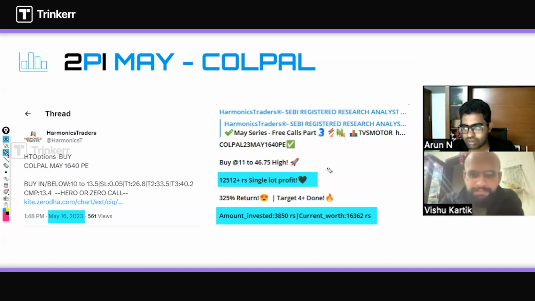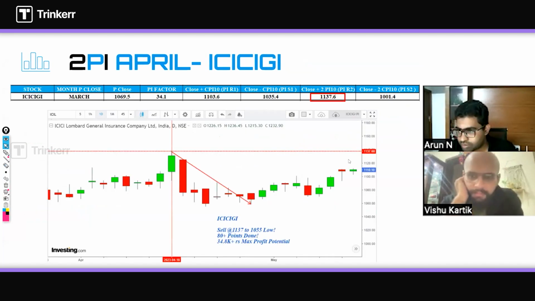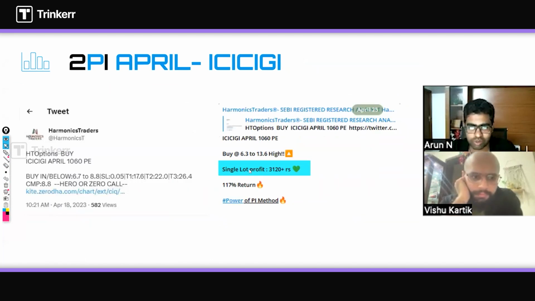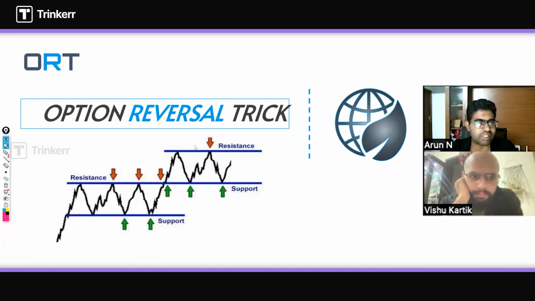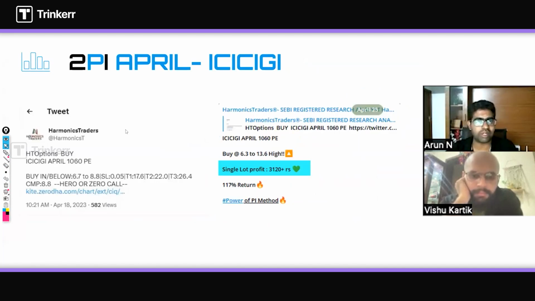Okay, so we'll move on to the next part. This is another example of 2 pi. It tries to give us the selling opportunity at the high, so that, like I said, the risk reward ratio would always be much better. Any other query on pi? We are going to go with the second strategy.